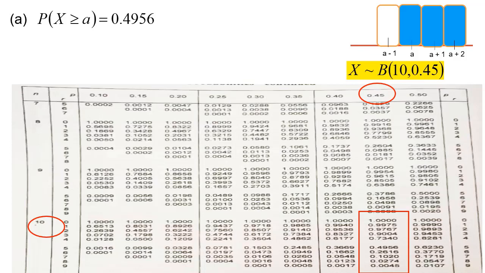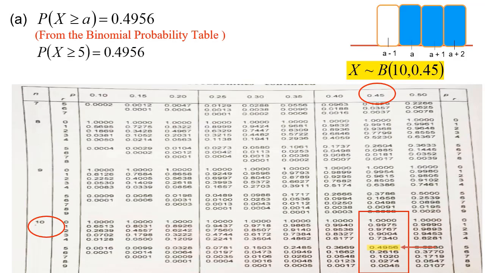From the statistical table, we try to search for the value of 0.4956. So you will get this. It happens in the column where n equal to 5. So therefore, for this question, the value of A is equivalent to 5.